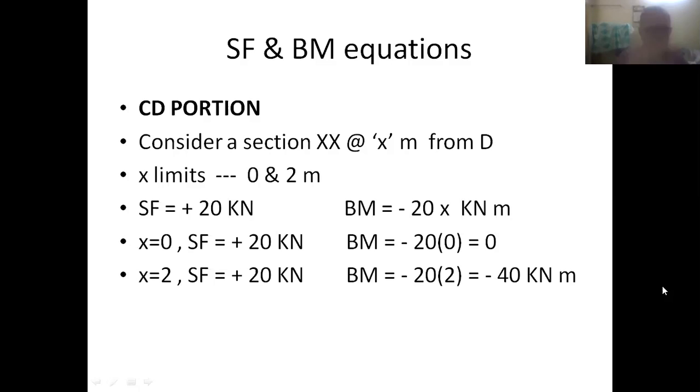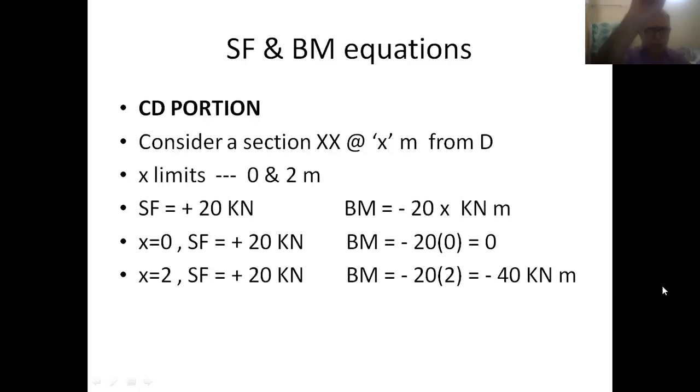Now, using this information, we can easily prepare shear force and bending moment equations. So, friends, for CD portion, SF is obtained as 20 kilonewton. 20 kilonewton is only one load. We have to consider all the forces present on the right hand side of the section. Here only one load is available at the right hand side of the section, acting in downward direction. The magnitude is 20. Downward forces are provided with a positive symbol, so SF is written as 20 kilonewtons.